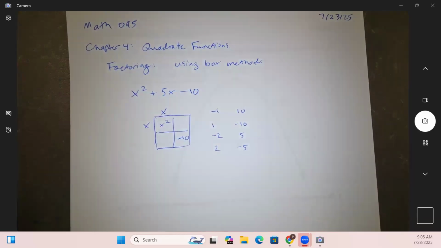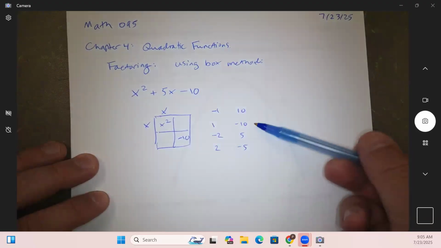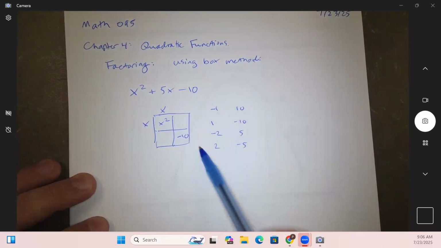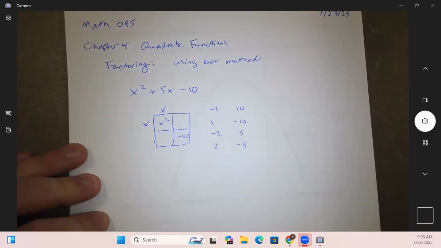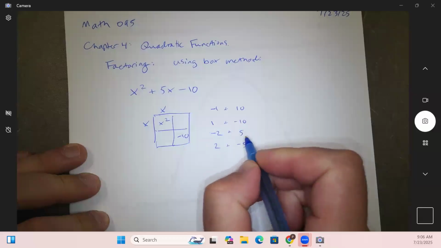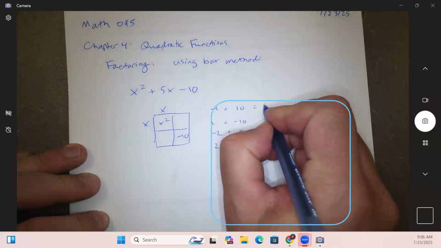As I was watching folks do the worksheets last time, a lot of you weren't doing this part. You were just looking at it and kind of processing it in your head, which is great. That's awesome. You were doing this, you just weren't writing it down, and that's fine. And then I want these two numbers to add to be the positive 5.